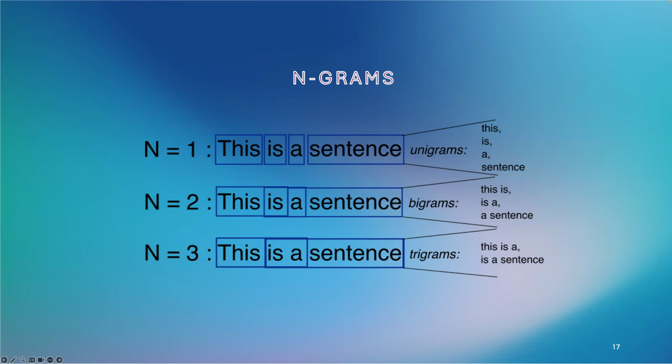A unigram is, for instance, here we have this example, right? This is a sentence. Unigrams are this, is, a, and sentence. And then for the same sentence, we would have bigrams as this is, is a, a sentence. And then we can have trigrams, this is a, is a sentence, and so on.